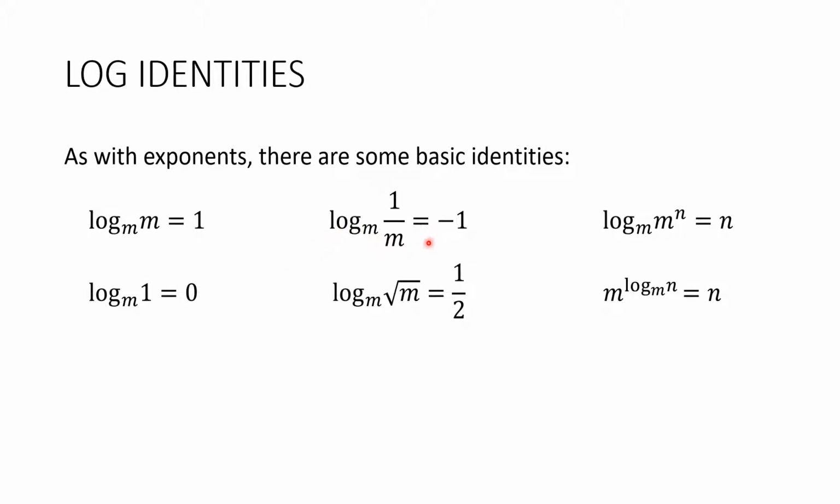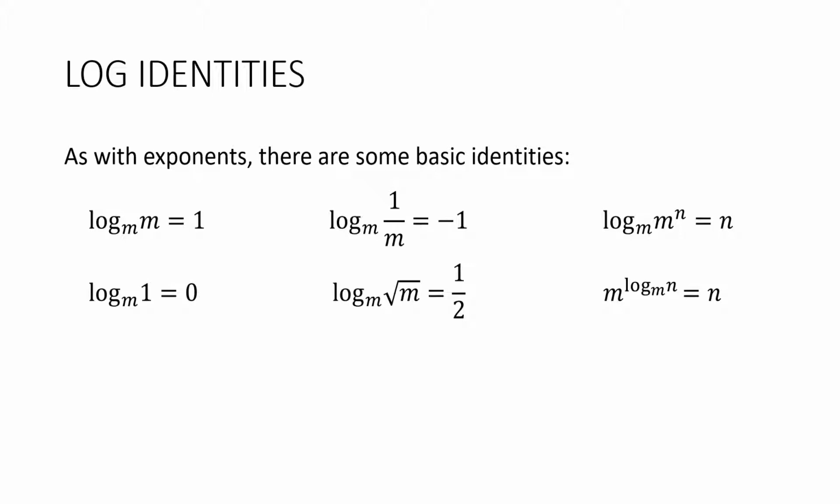Here I've got the reciprocal one. So this is m to the power of what will give me 1 over m. Well, m to the negative 1 will give me 1 over m. Here's the fractional index. M to the power of a half is equal to the square root of m. And here's just a couple of ones that might help you with cancelling later on. When I've got log base m of m to the n, that's equal to n because I'm stripping off this power. This is saying m to the power of what is equal to m to the power of n.